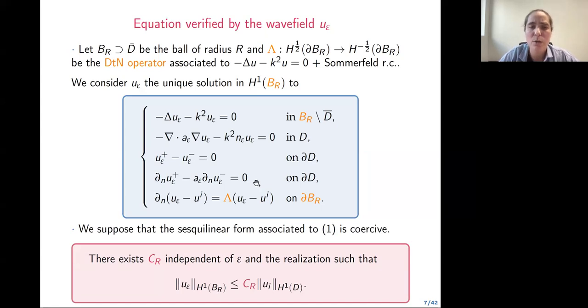So why do we need that? Of course, if we fix just one realization, so one distribution of little scatterers, we know that the problem is well posed, but we don't know that we can control the solution independently of the realization and epsilon. So in order to be able to apply stochastic homogenization techniques, this is the starting point. So we assume that the form is coercive, so that we can bound u epsilon by a constant independent of epsilon and of the realization.